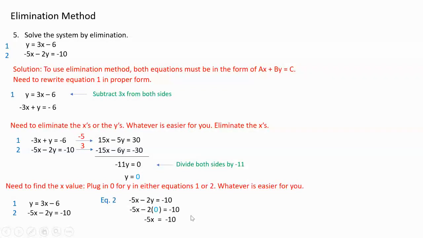So we get negative 5x equals negative 10. We divide both sides by negative 5. So the answer will be 2. So what's my answer? (2, 0).